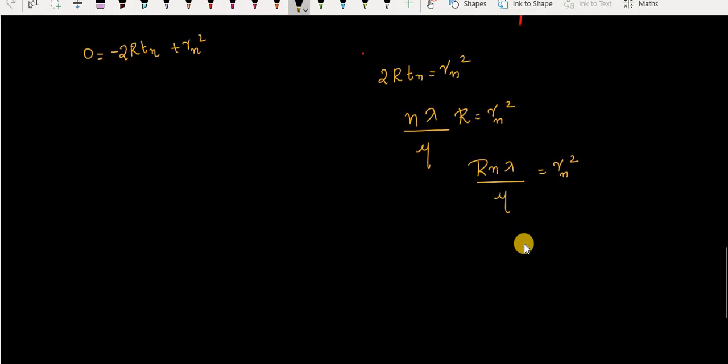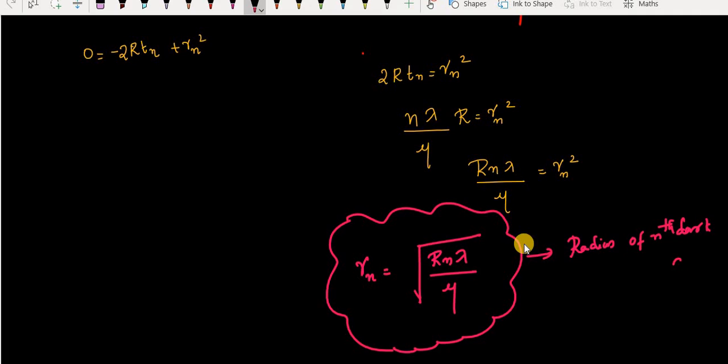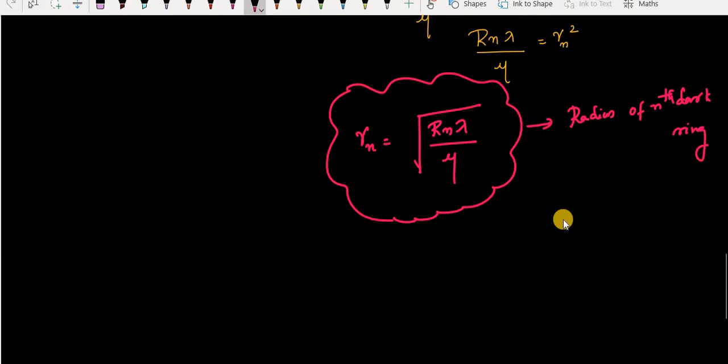And Rn, that is the radius of the nth dark ring, is equal to root of nR lambda divided by mu. This is the general equation for the radius of the nth dark ring. Remember, it is the dark ring. I hope you remember all the terms: R is the radius of curvature of the lens, n is the order, lambda is the wavelength, and mu is the refractive index. That is the general equation.